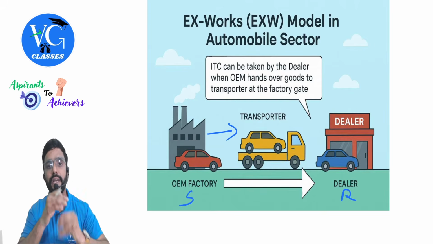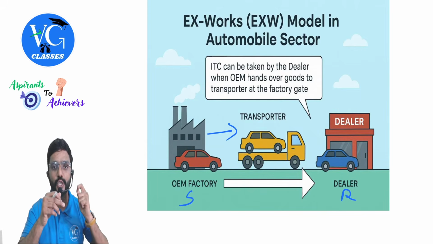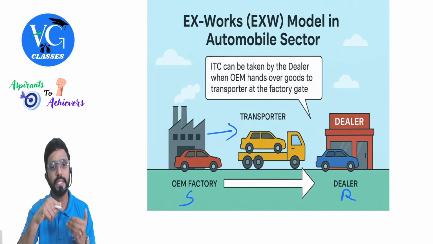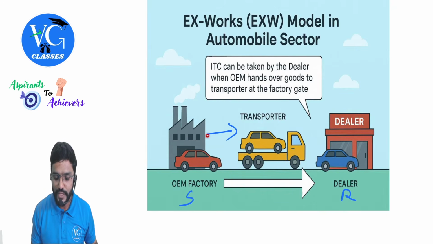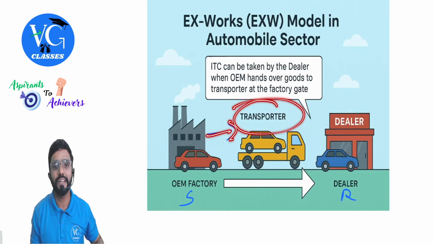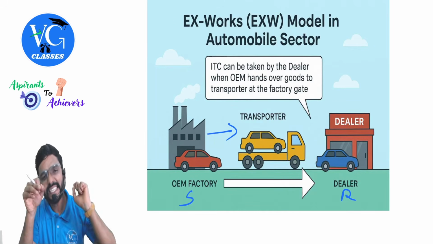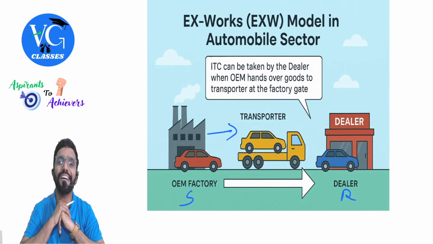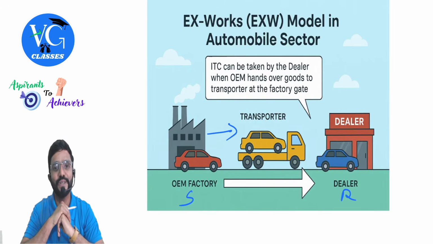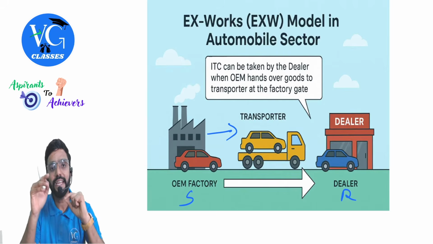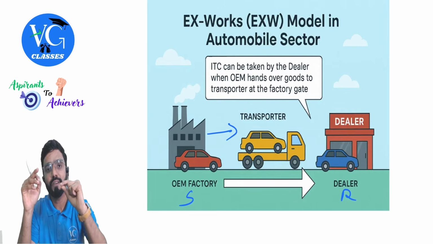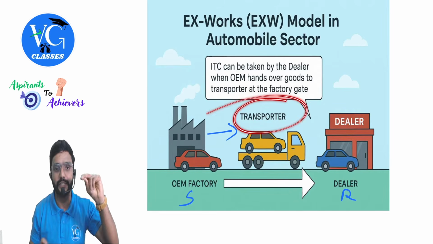Sir, you just now read section 16 subsection 2 clause B and told that the recipient should have received the goods. No, sir. Yes. When the goods are handed over to the transporter, it is assumed to be received by the dealer. Got it? So in such a case, when can the dealer claim the credit? When the goods are handed over to the transporter.